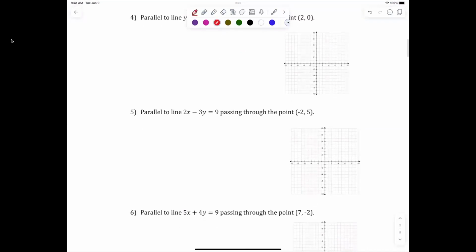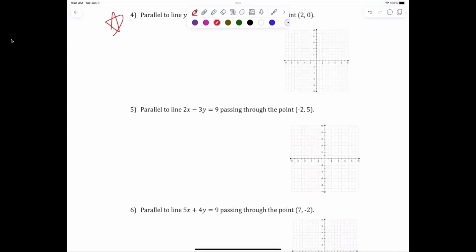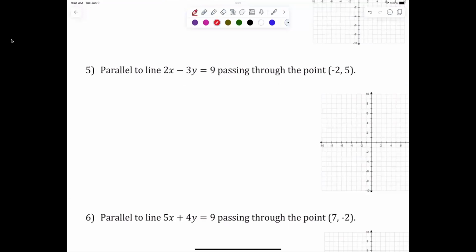Okay. 4, you can put a star by and do that later. 5. Here we go. Why do I have a problem on number 5? What's the problem on number 5? Yeah, you have to get it into the Y format. It doesn't tell you what Y is. So to do that, Peter, what do I have to move? Move the 2x over. When I move the 2x over, it's going to become what? Negative. Right. So negative 3y equals negative 2x plus 9.